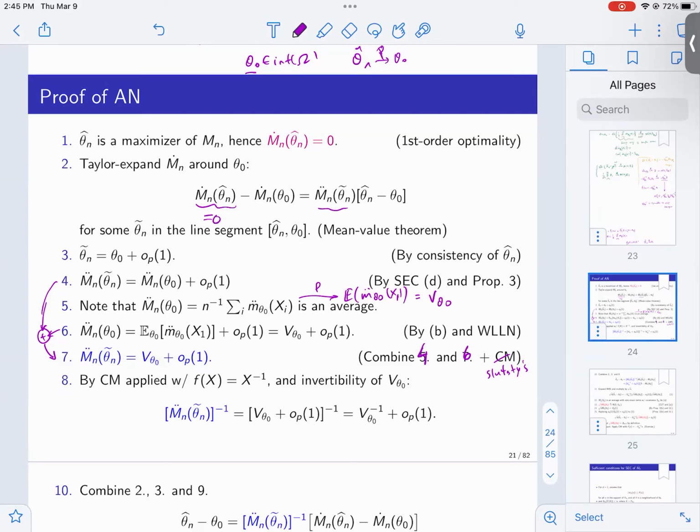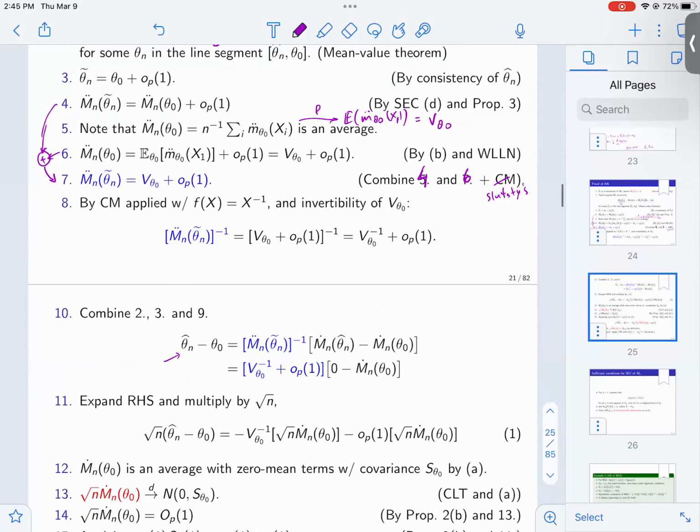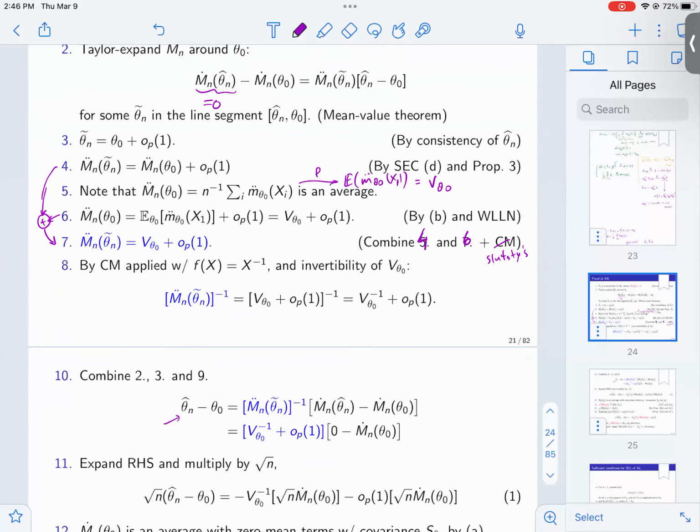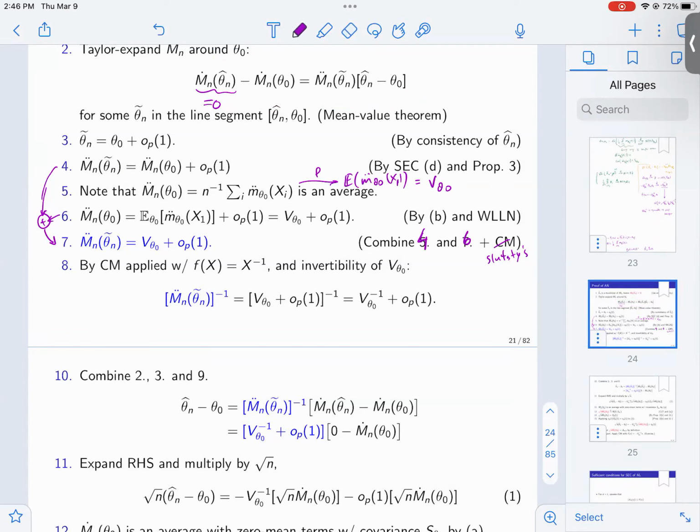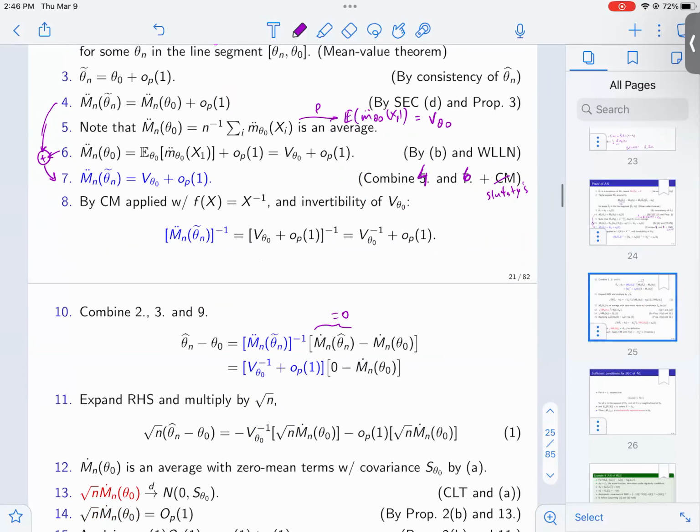Right. Yeah, so we multiply both sides by the inverse. That's exactly what we do. And so one side would be this, the other side would be the inverse of this multiplied by the negative of that. So that's exactly what I have here. If you stare at it a little bit, this is just this, multiplied on both sides by m double dot n inverse. Then the first term is 0, because of the first order optimality condition. And I'm just replacing this inverse with what I obtained in step 8. And so I get this result.